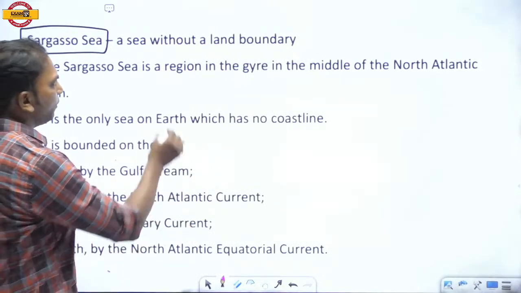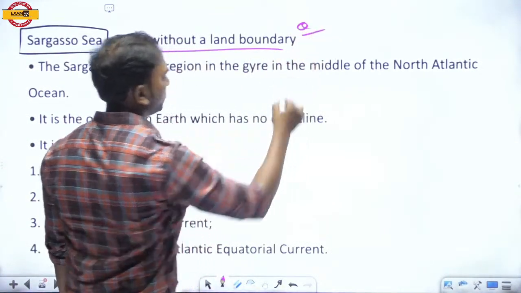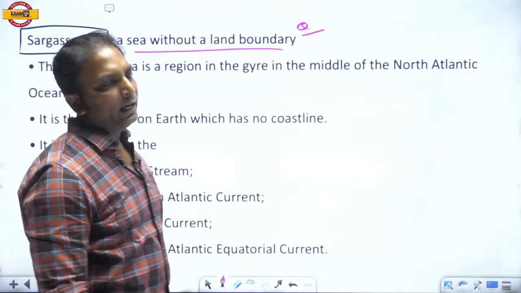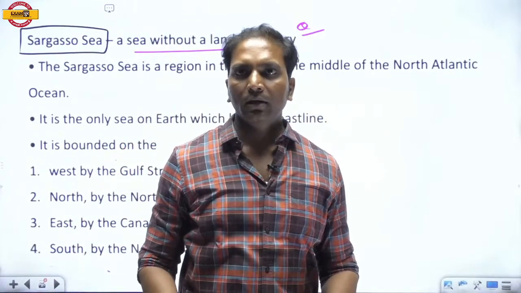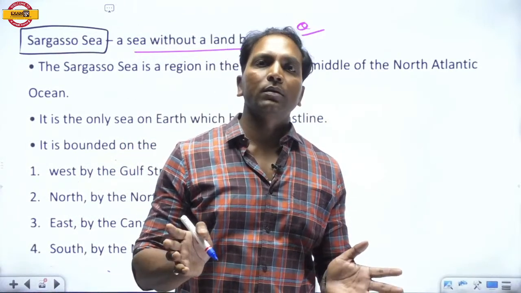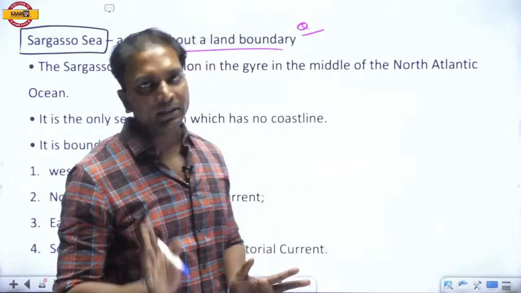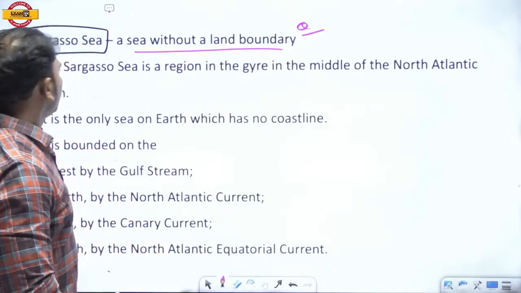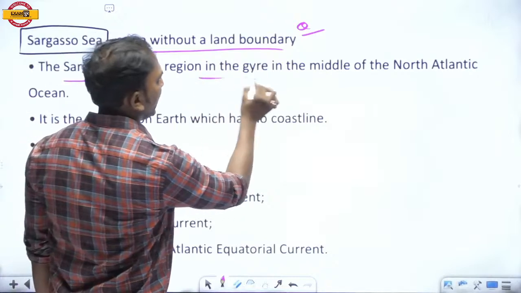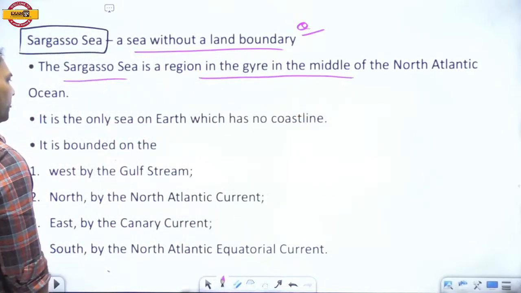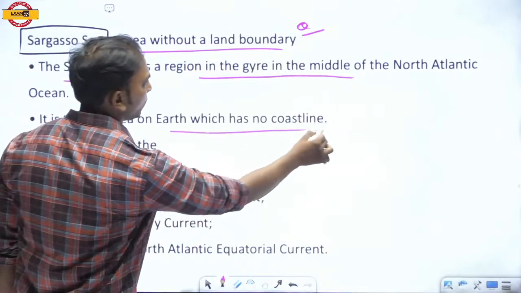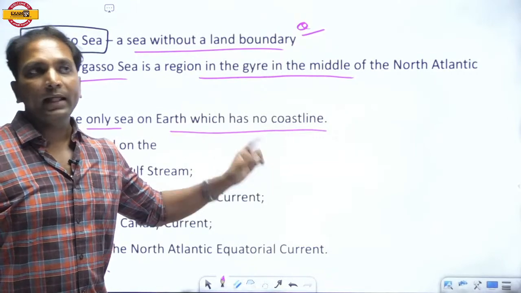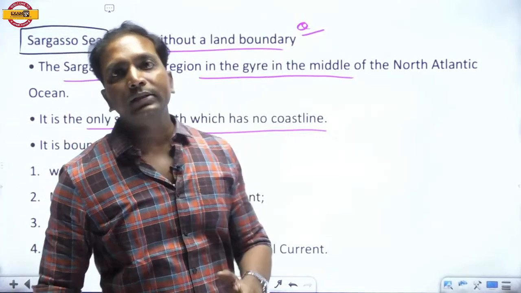Now we are getting some knowledge about the Sargasso Sea. First of all, it is a sea without a land boundary. A question has already arisen from this point. The Sargasso Sea doesn't have a land boundary, and there is no actual movement of water there. It totally looks like a lake or a jheel. The Sargasso Sea is a region in the gyre in the middle of the North Atlantic Ocean. It is the only sea on earth which has no coastline, and there is not a single oceanic current flowing in that region.